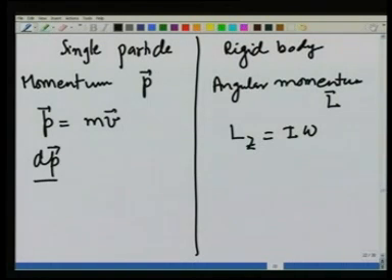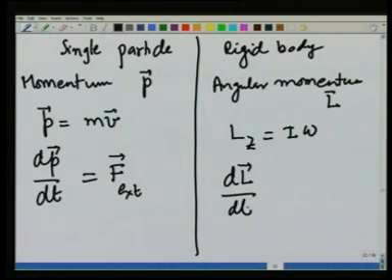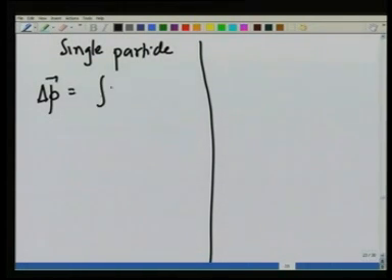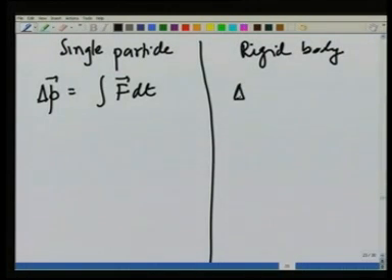Momentum satisfies the equation dp dt equals the force. Angular momentum satisfies the equation dL dt equals the torque. If there is an impulse, in that case the change in momentum is equal to the impulse, and in the case of a rigid body, if there is an impulse, the change in angular momentum is equal to the torque impulse.